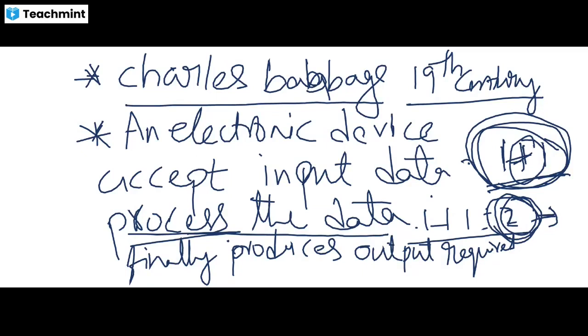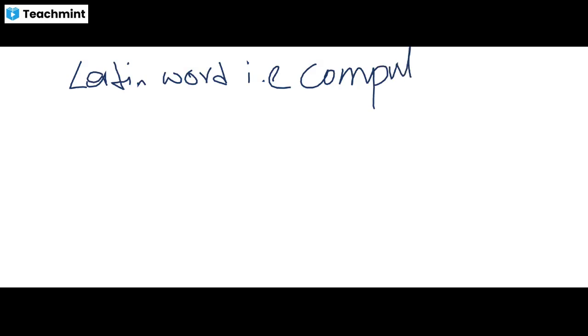Now, let us see. The word computer has been derived from which word? Is derived from which language? The word computer is derived from the Latin language. It is derived from the Latin word that is computere. It is derived from the Latin word computere.